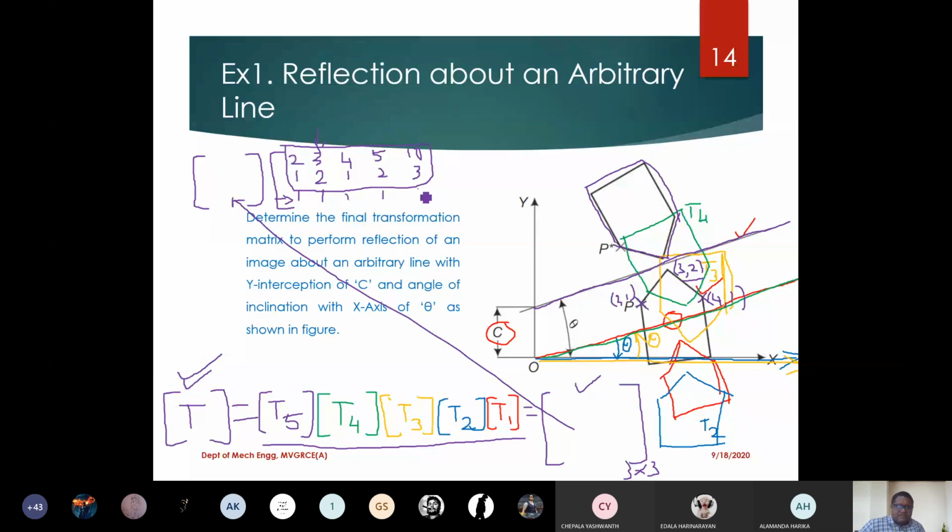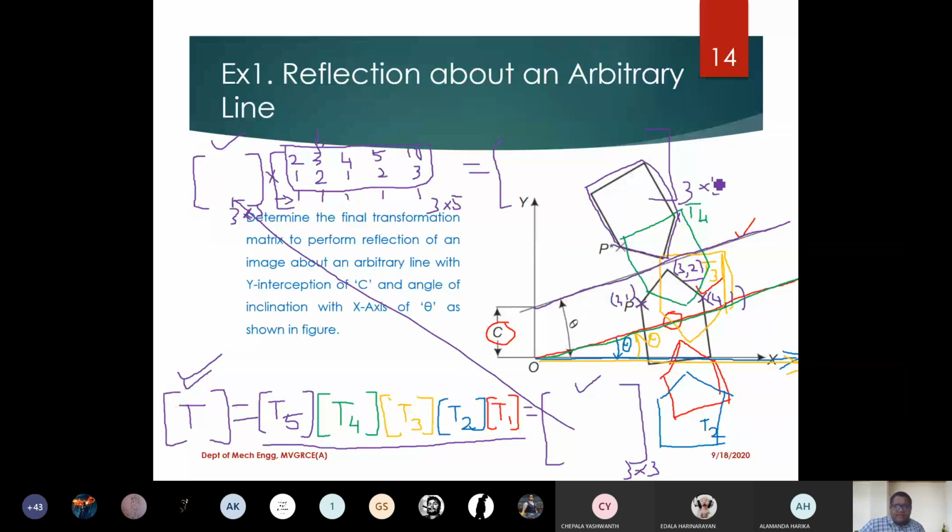This is the final transformation matrix. You just multiply these two matrices. What would be the order of the combined matrix? This is 3 by 3, right? And this is 3 by 5, right? So what would be the final matrix? Order of the final matrix, can you tell me? That would be 3 by 5.